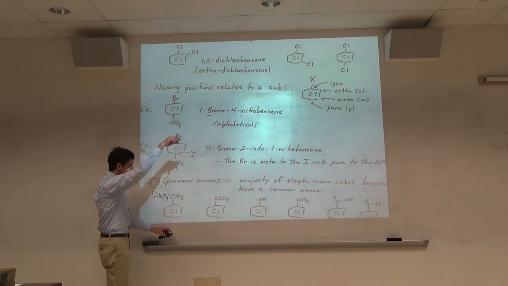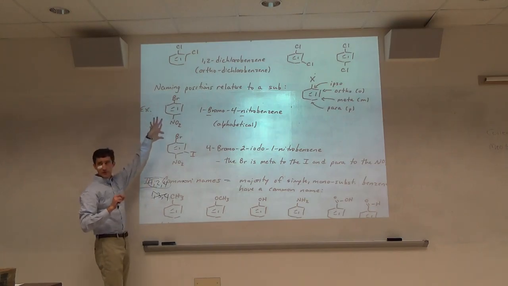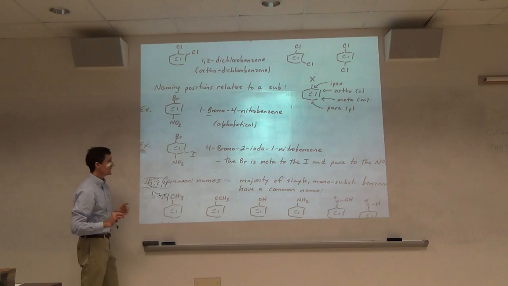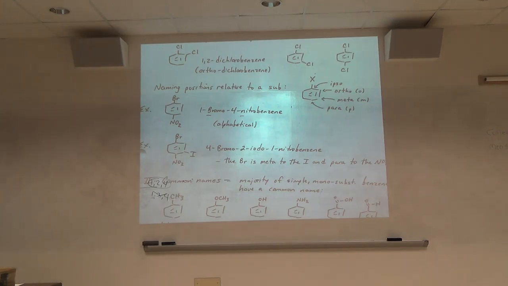The ortho, meta, para, et cetera, is only used when you have two substituents. Once you get to three, you typically don't use that in the name because it's too much going on. It's like when you have to name alkenes. You call them cis or trans, but when you have four groups on there, you go away from cis-trans, you go to something that's more clear, like E or Z. Okay?